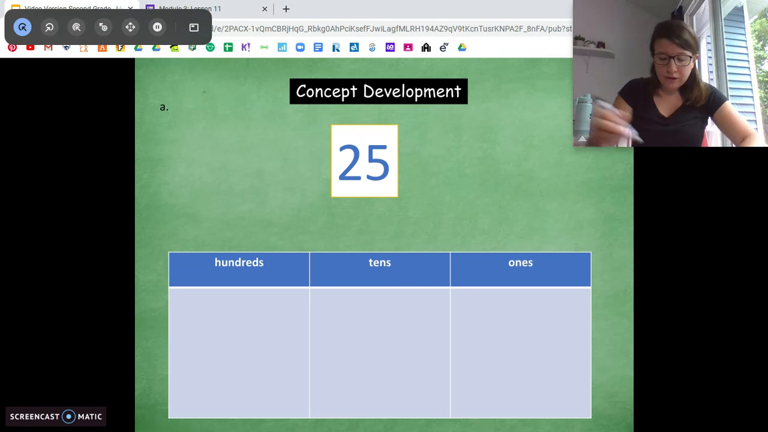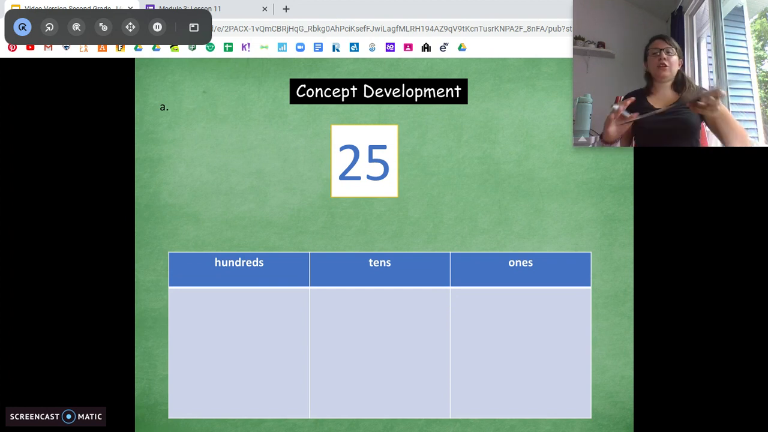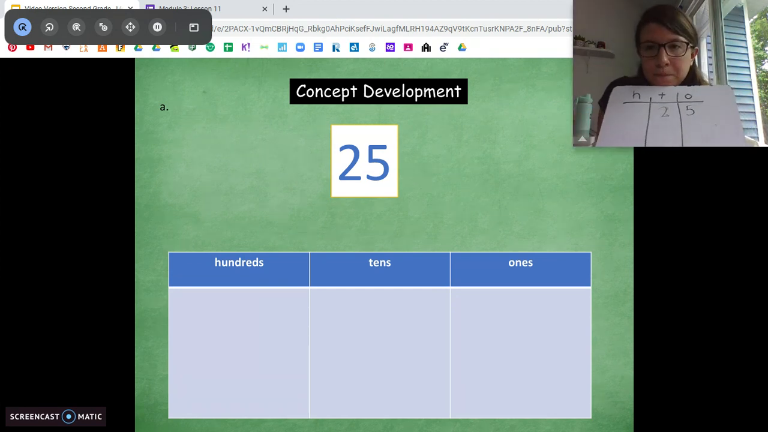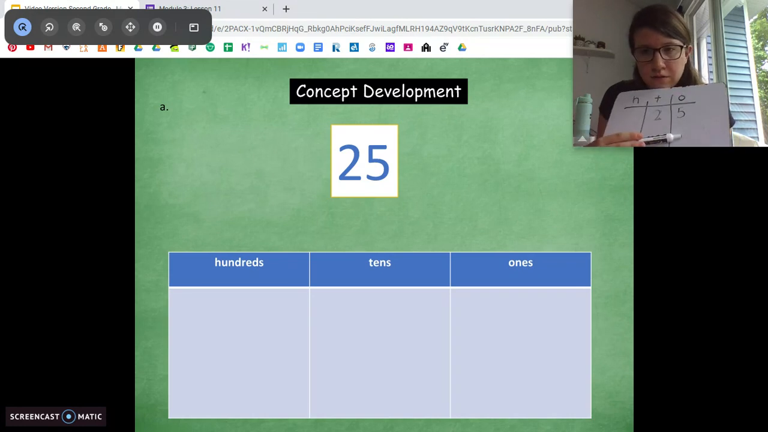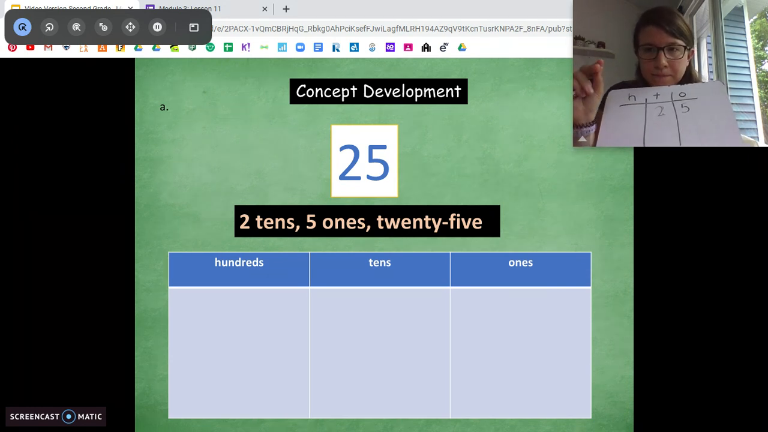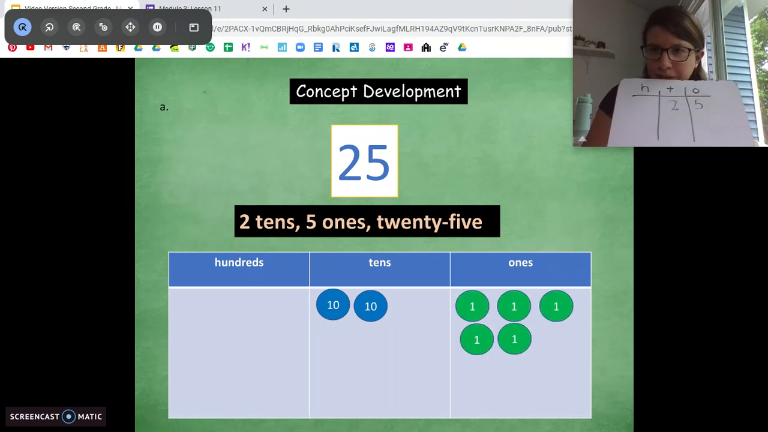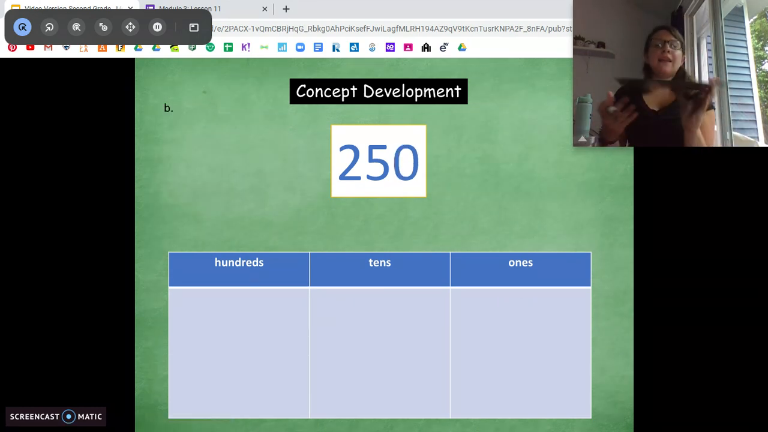Ready? So if we look at this number, we're going to say it in unit form. What would that be? 2 tens, 5 ones. Very good. So do we have any place value discs in the hundreds place? What about in the tens place? How many place value discs? Very good. And how many place value discs in the ones place? Good. That's what yours should look like. Awesome. Now try this one.